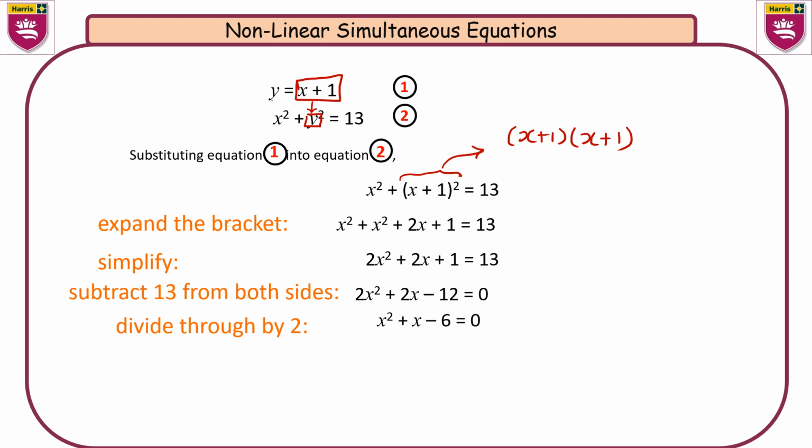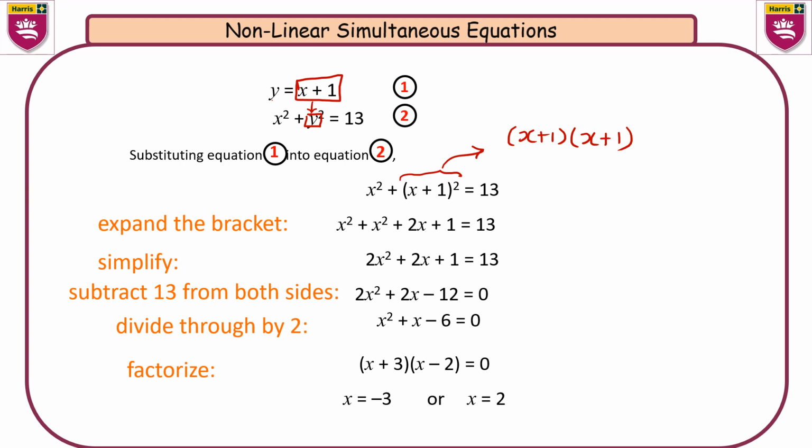Now, all of these numbers are divisible by 2. So if I divide all of them by 2, it's going to make my life easier to factorize this and find out the x values. So x plus 3, x minus 2, because I want two numbers to times to give me a negative 6 and add to give me a positive 1. And positive 3 times negative 2 is negative 6. Positive 3 plus negative 2 is positive 1. So when we solve these, remember we're going to equate each bracket to 0. That's going to give us x is equal to negative 3 or x is equal to 2.